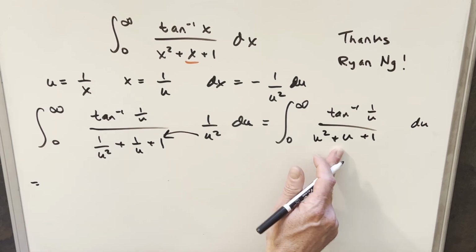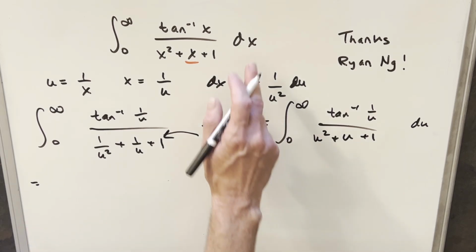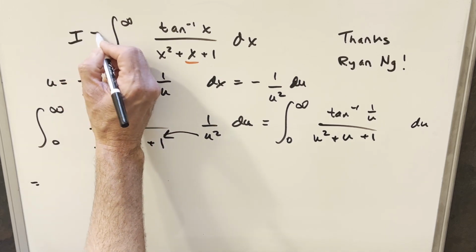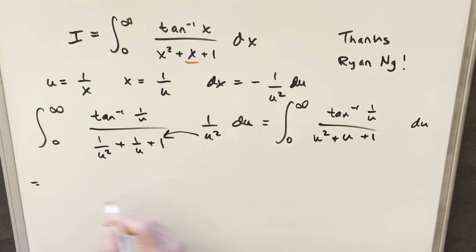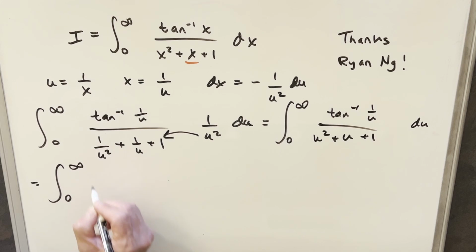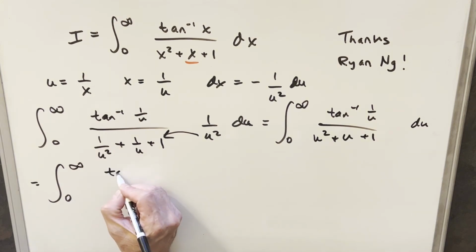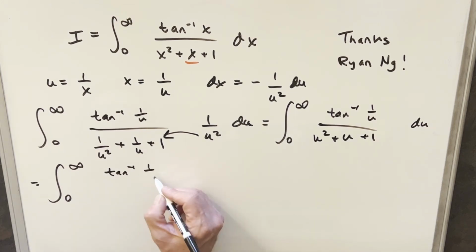And then from here, all I'm going to do is just a variable change. I just want to change this back to x, because what I'm going to want to do is add this to the original integral. The original integral we'll call I. And because it's a definite integral, I'm okay at changing, because the variable name is not going to change the value of the expression or the area under the curve.